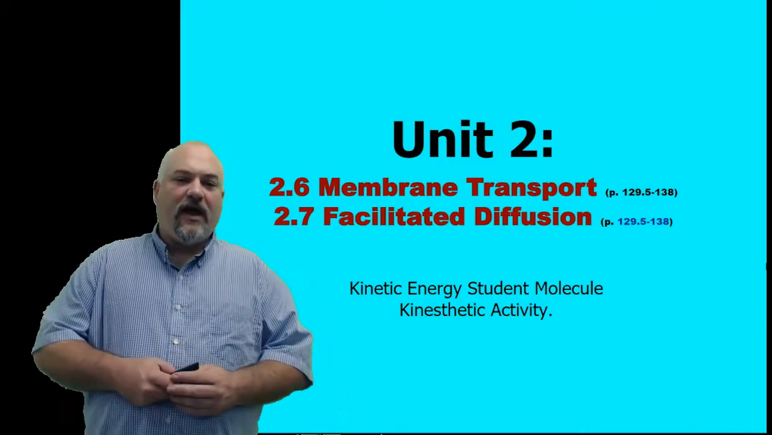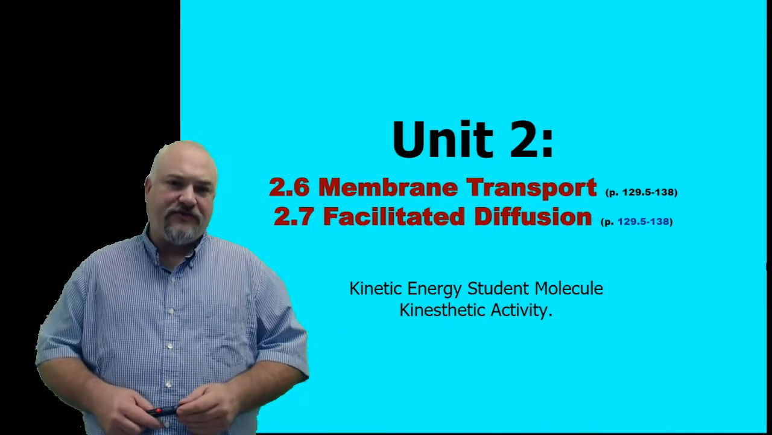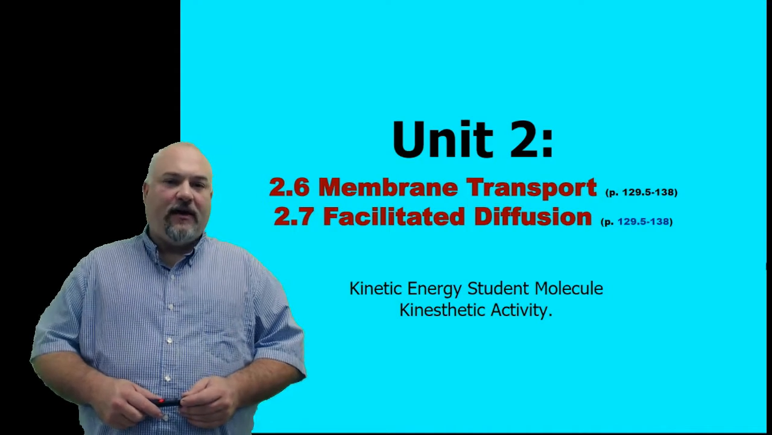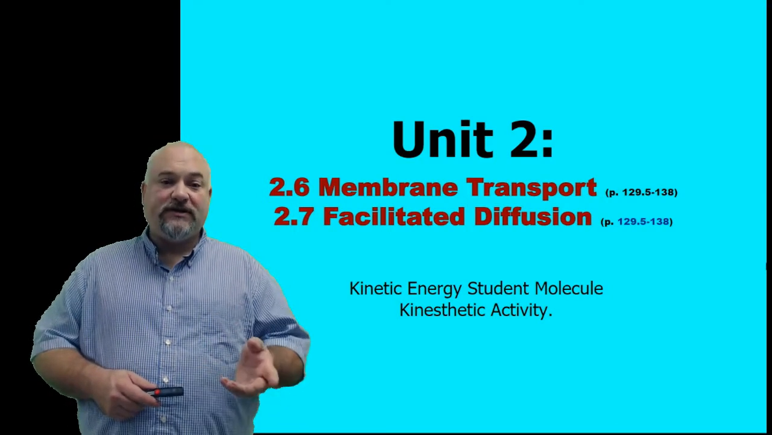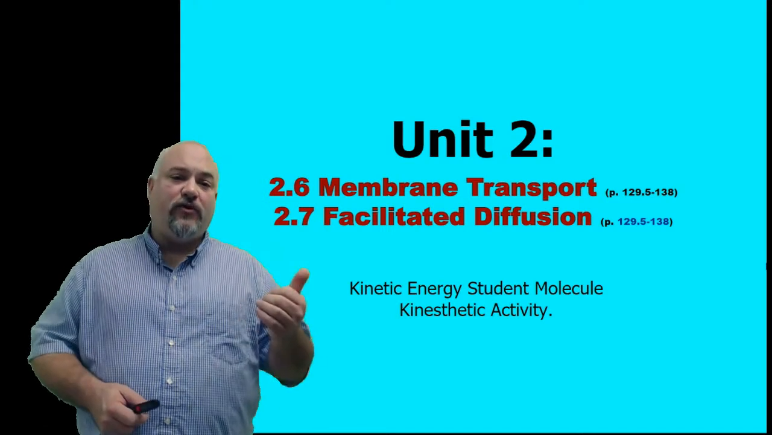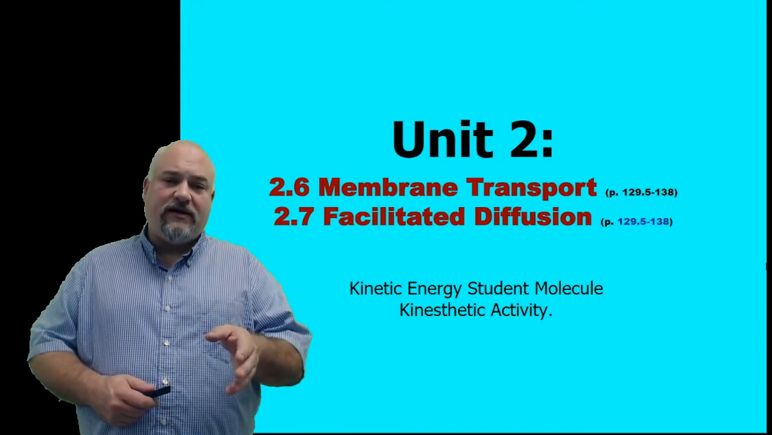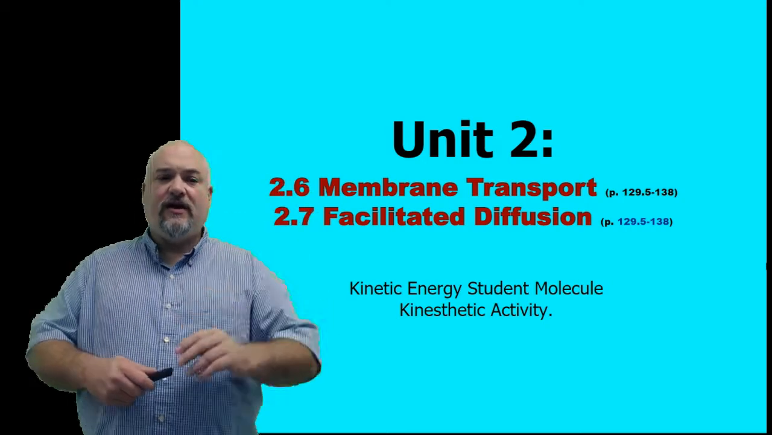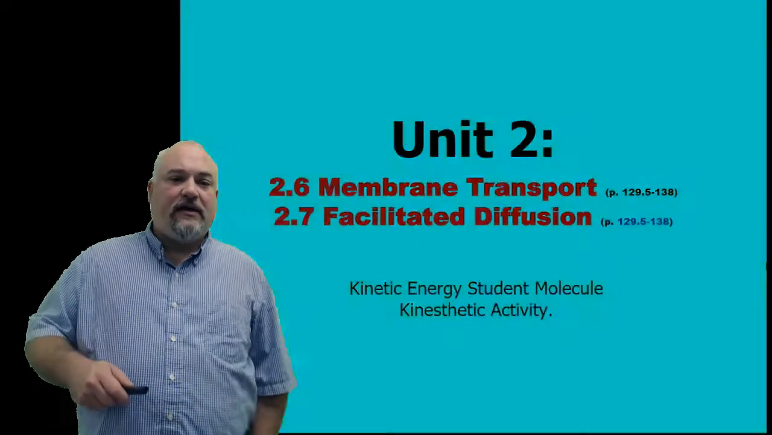All right, folks, welcome back to Unit 2, Cell Structures and Function and Cell Transport for AP Biology. In this section of the notes, we are going to cover 2.6, Membrane Transport, and 2.7, Facilitated Diffusion. Before we got to this in class, we should have done an activity with you guys moving around the back of the room, so that's what that is there.